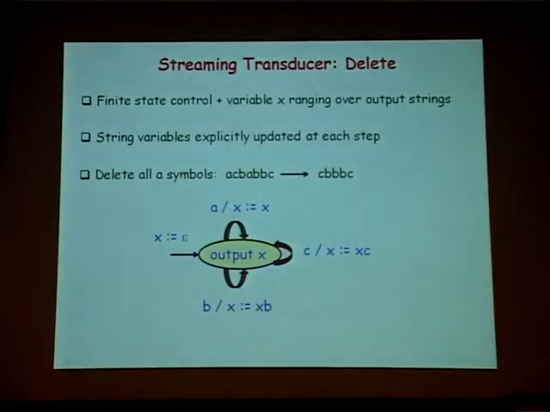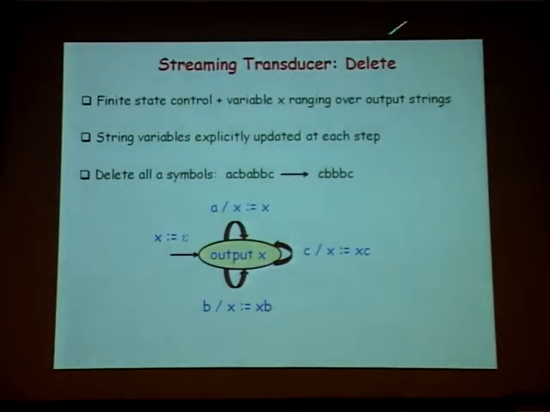So every time you want to add an output symbol, you add it to x. So here is how delete is implemented. Initially x is empty, so that's the empty string. If you see an A, you keep x unchanged, but that's mentioned explicitly.